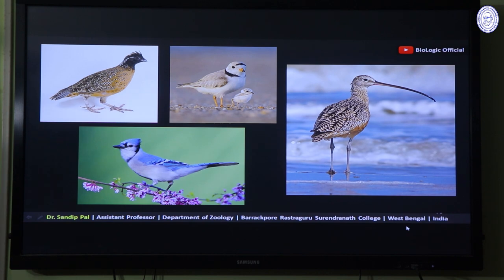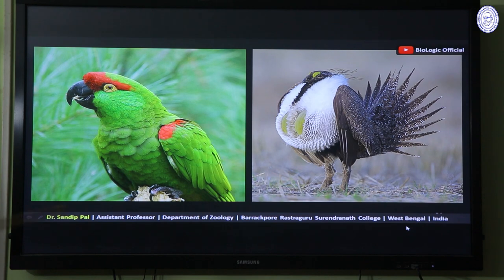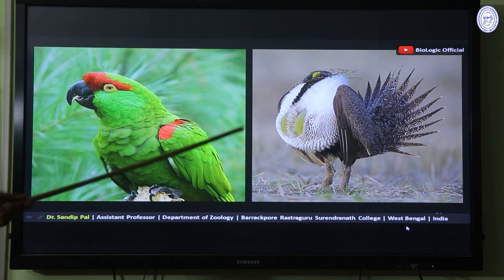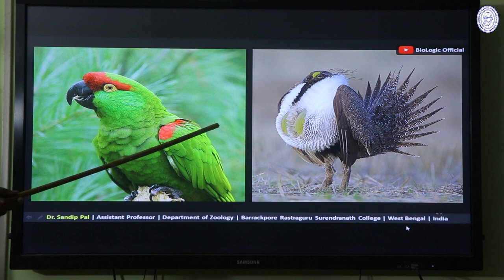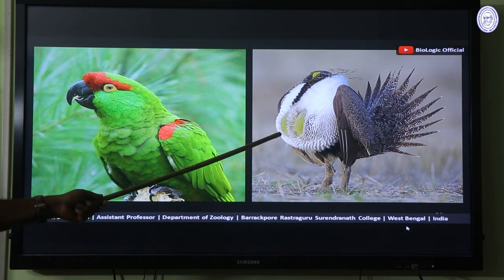And this one is blue jay. This is trumpeter swan. Thick-billed parrot. And this one is sage grouse. This is a very interesting bird. Actually, this is male, and he is displaying before the mating.